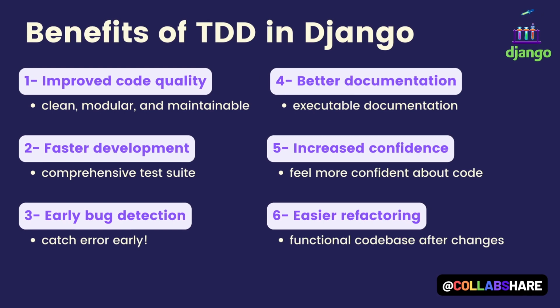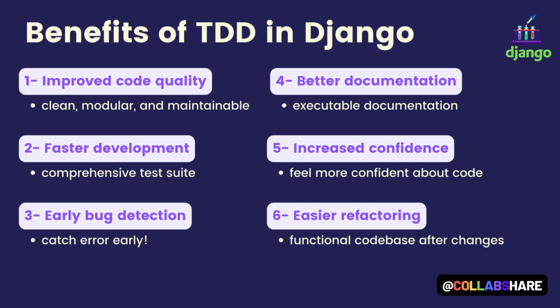Test-driven development can bring several benefits when used in developing Django applications. Here are some of the benefits of using TDD in Django and in general developing any application. The first one is improved code quality. TDD requires developers to write automated tests for their code before writing the actual code. This approach encourages developers to write cleaner, more modular, and more maintainable code.